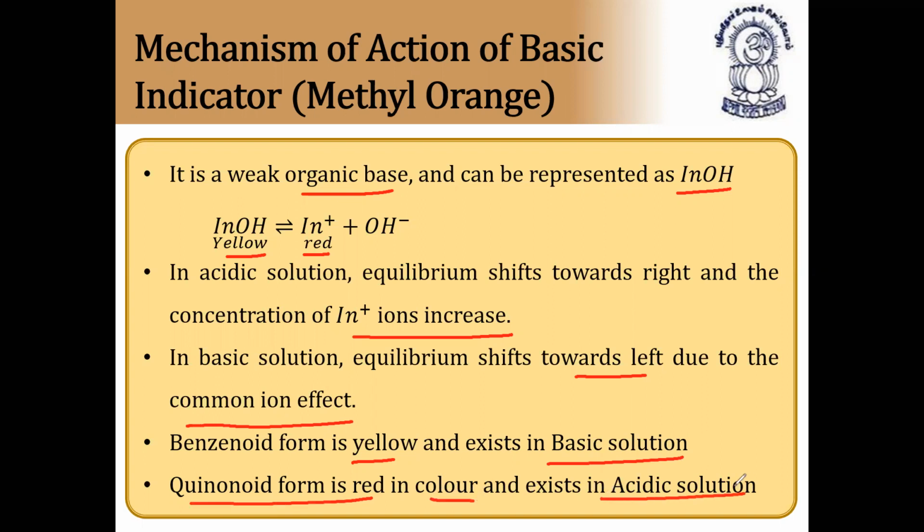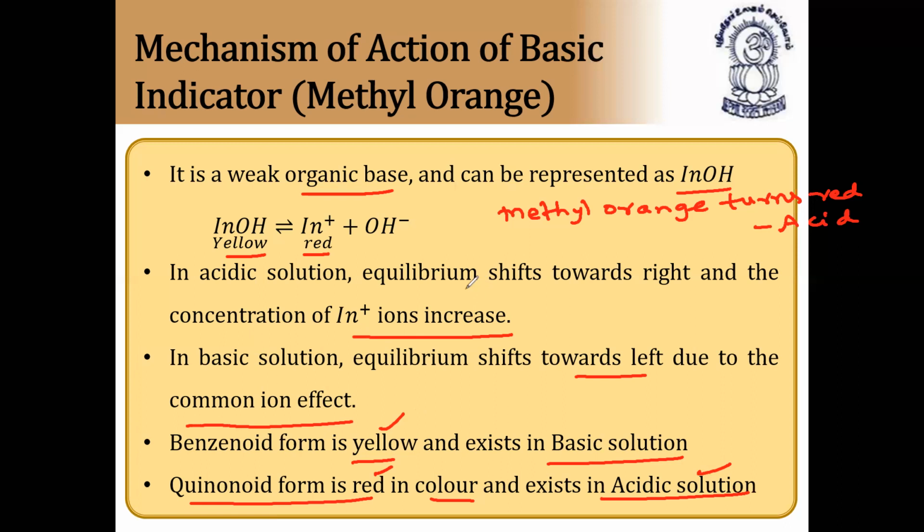Benzenoid form is yellow and exists in basic solution, and quinoid form is red in color and exists in acidic solution. So on the whole, what is the color of methyl orange indicator? Methyl orange turns red for acid and it turns yellow for base. It is yellow for basic solution and red in color for acidic solution.